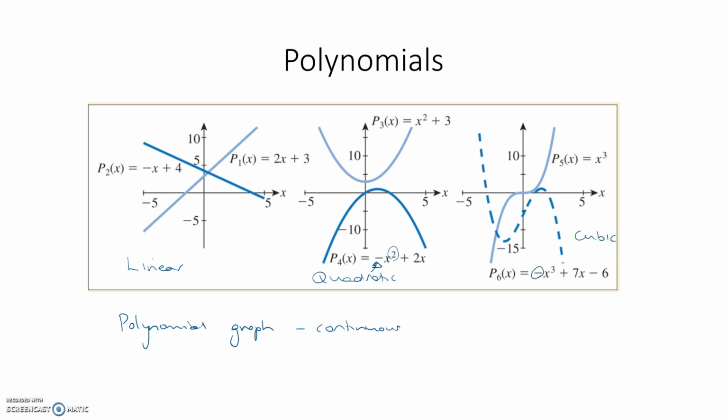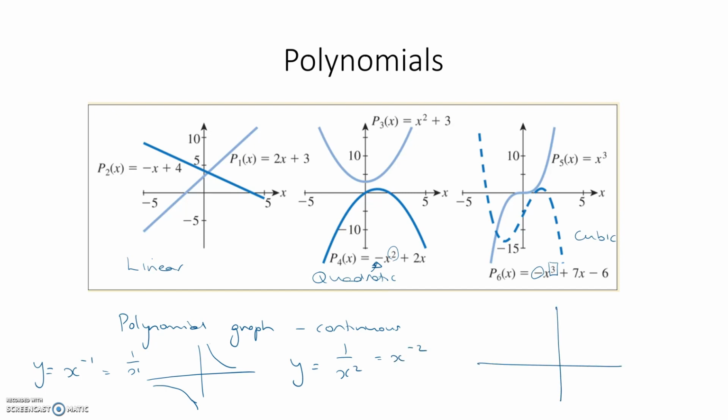And again, it doesn't matter that there's a negative sign there, it's the fact that the power of x is positive and a whole number. If we looked at something like y equals x to the -1, so that's 1 over x, then the graph is not continuous. It's something like that. And y equals 1 over x squared, or x to the -2, that's something like that. And again, it's not continuous. So a polynomial graph is a continuous graph.